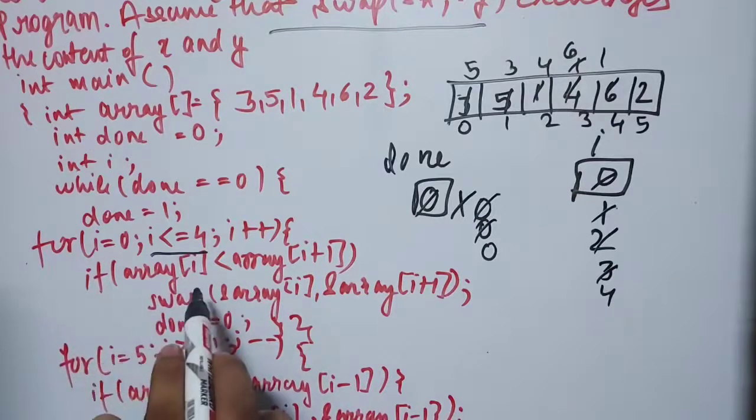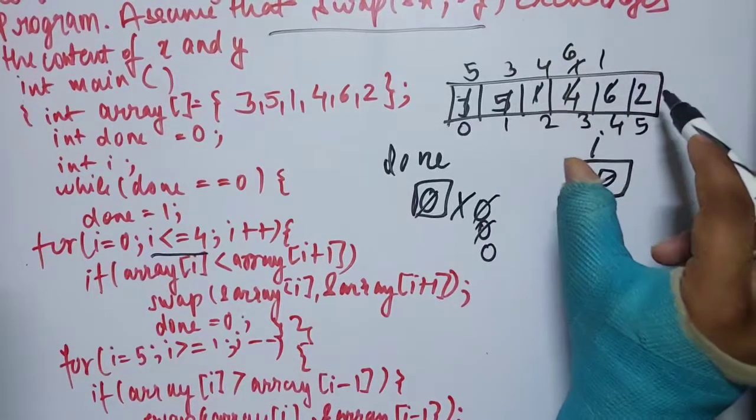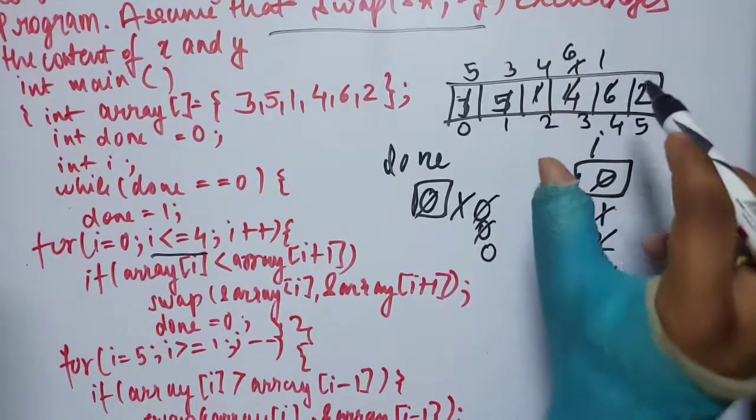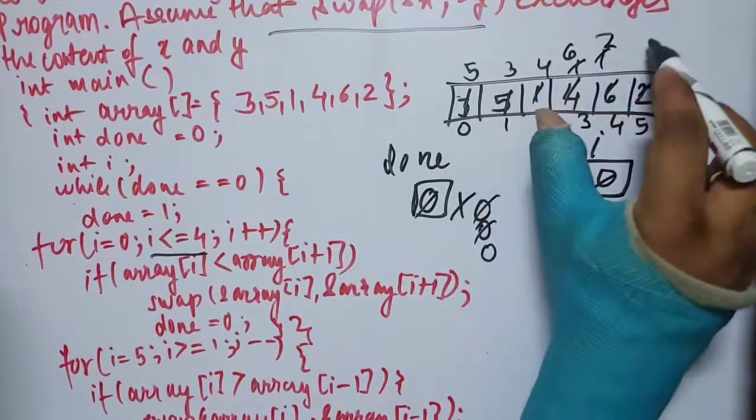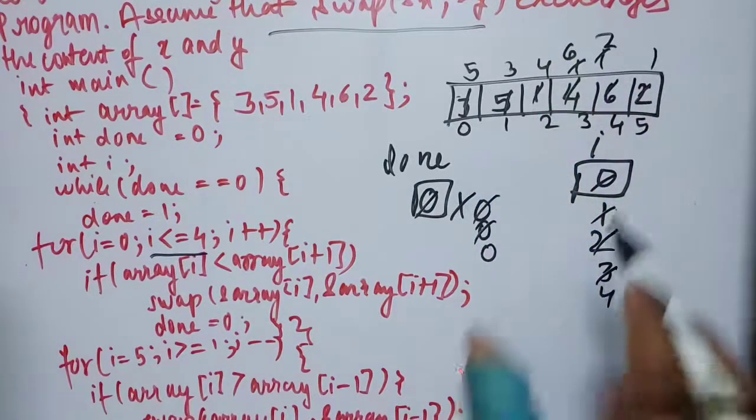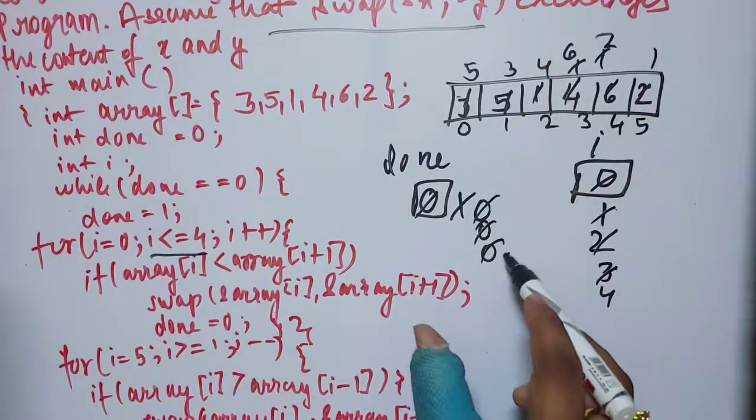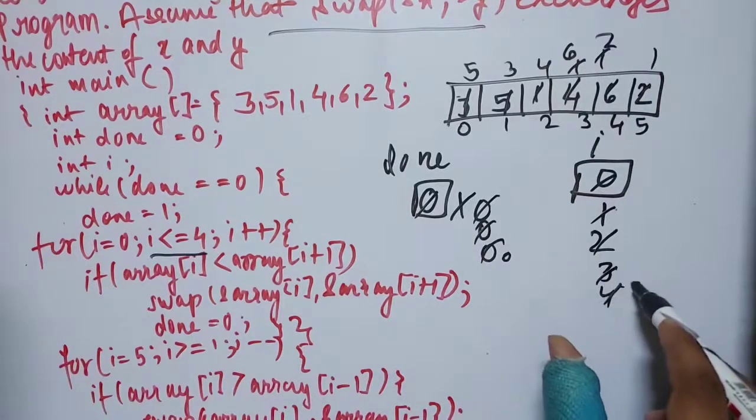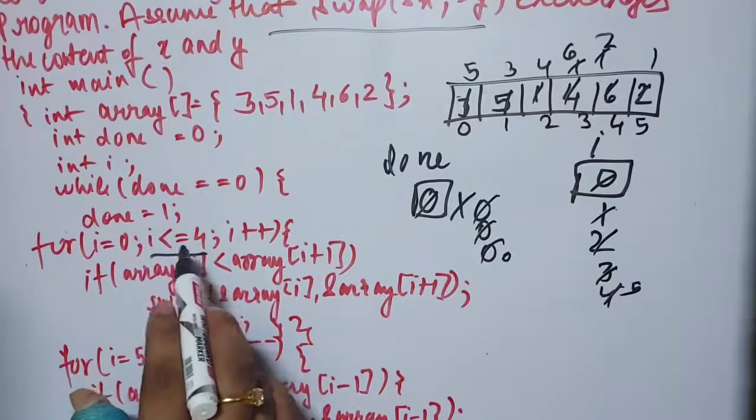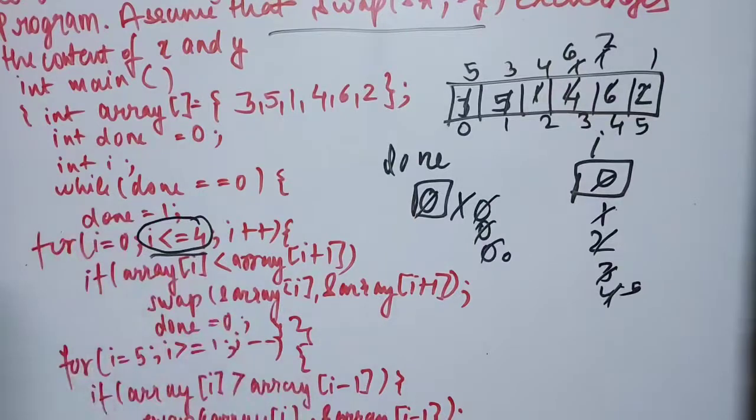If array of 4 is less than array of 5, array of 4 which is 1 and array of 5 which is 2, so now the if condition is true. Now they will swap the values, so 1 comes at the last index, array of 5, and 2 gets at array of 4. Done is initialized to 0, so done is 0. Okay, now I plus plus which is 5, 5 is less than equal to 4, now the condition here is false, so it will come out of the for loop.